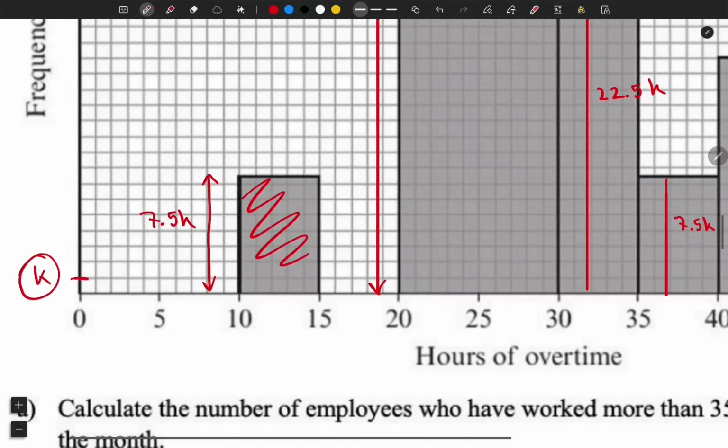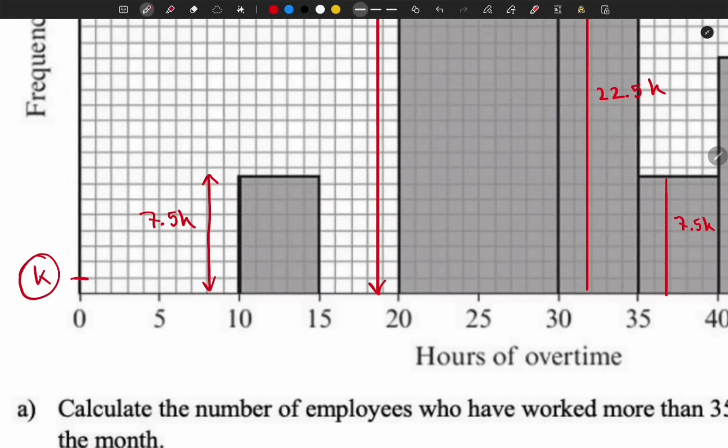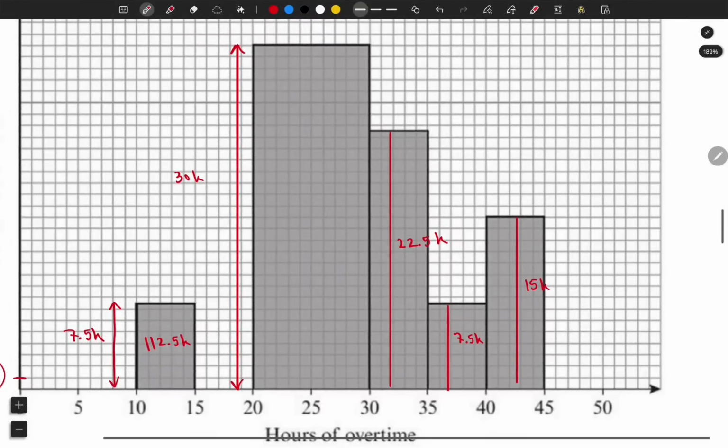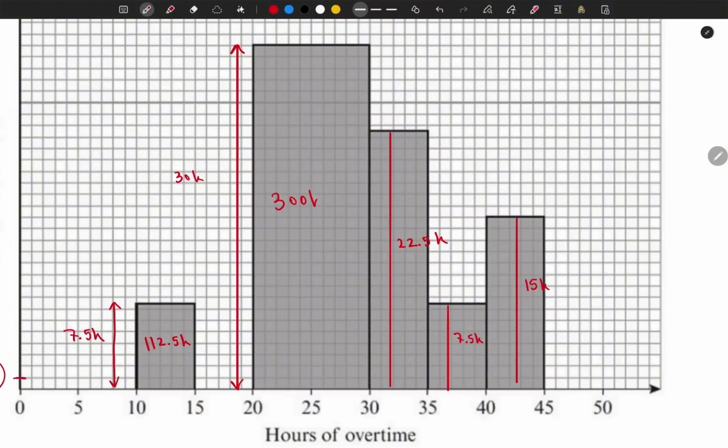So the frequency of this bar will be 7.5k times 15. So 7.5 times 15 is 112.5k. And the next one is 30 times 10, which is 300k. And the third one is 22.5 times 5, which is 112.5k. And the next one is 7.5 times 5, which is 37.5k. And the final one is 75k.